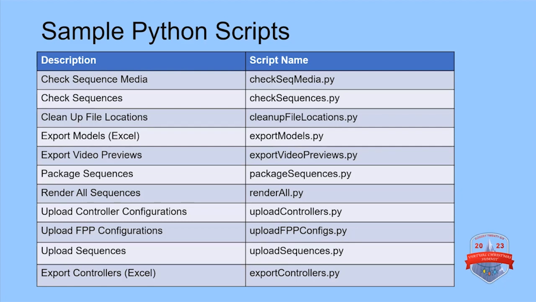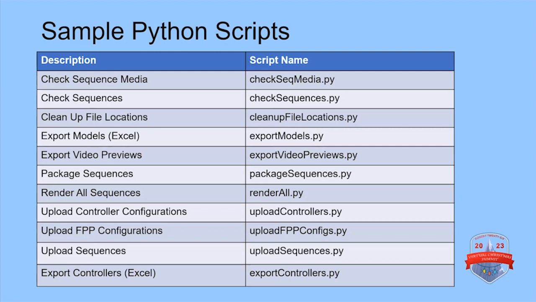And then upload sequences allows you to upload sequences. The FPP configurations and upload sequences require some JSON files to run, because I didn't have a way programmatically to reproduce some of what they bring up in FPP Connect. So you kind of tell it, if I'm uploading the sequence, do you want the media uploaded, and do you want a version 2 standard or a version 2 xLights, the formats in there.